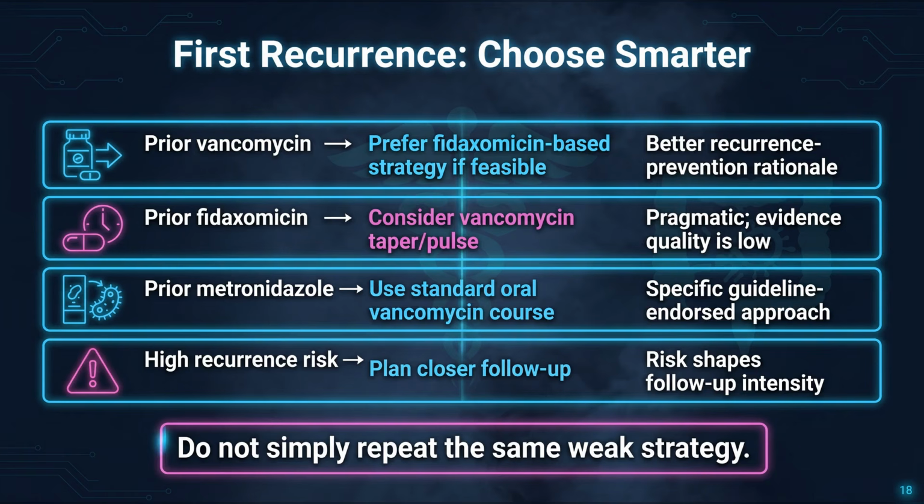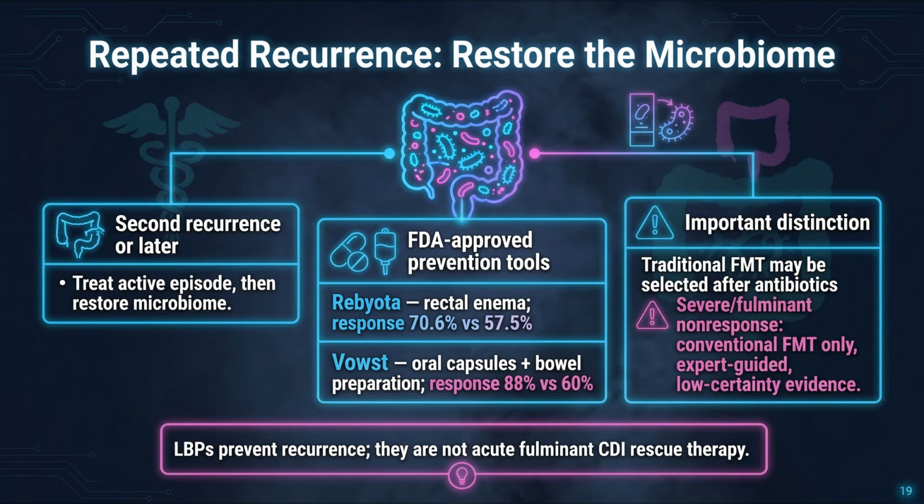For the first recurrence, do not simply repeat the same weak strategy. If the patient previously received vancomycin, a fidaxomicin-based strategy is favored when feasible. If the patient previously received fidaxomicin, vancomycin taper and pulse is a pragmatic, guideline-supported option, although the certainty of evidence is low. If the first episode was treated with metronidazole, the specific guideline-endorsed next step is a standard course of oral vancomycin.